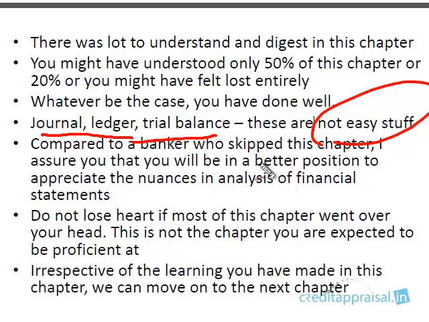Through this chapter, compared to someone who has skipped this chapter, because I said this is an optional chapter, if someone has skipped it, they can still go on and follow the rest of the book. But compared to them, you'll be in a better position to understand the nuances and the analysis of financial statements. Okay, so don't lose heart if this chapter was really advanced for you. This chapter is actually advanced. The accounting process is something done by professionals, professional accountants. So this is an advanced topic which you're not expected to be proficient at. Okay, so don't worry if it went over your head.